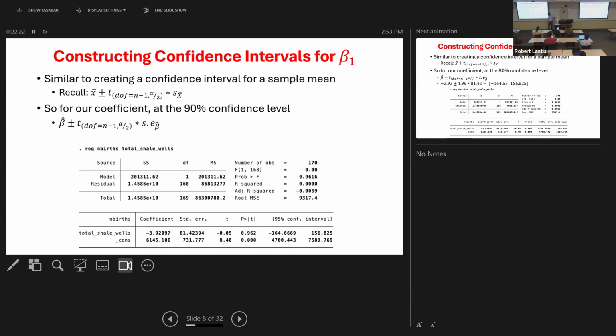What Stata will always tell you, and there are ways to change it, although it's probably not worth our time to go through all the settings, is the 95% confidence interval. Generally, 95% should be enough for us. You can go in and have it give you the 90%, but this is just the default.